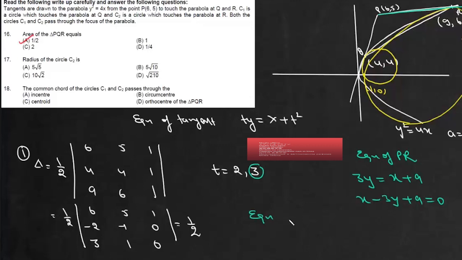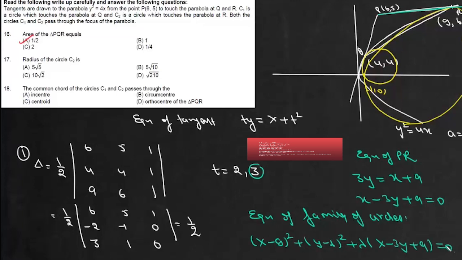So the equation of the family of circles will be given by (x minus 9) square plus (y minus 6) square plus lambda times (x minus 3y plus 9) equals 0. Now this circle passes through the focus, so it'll pass through (1, 0). We'll put x as 1 and y as 0.